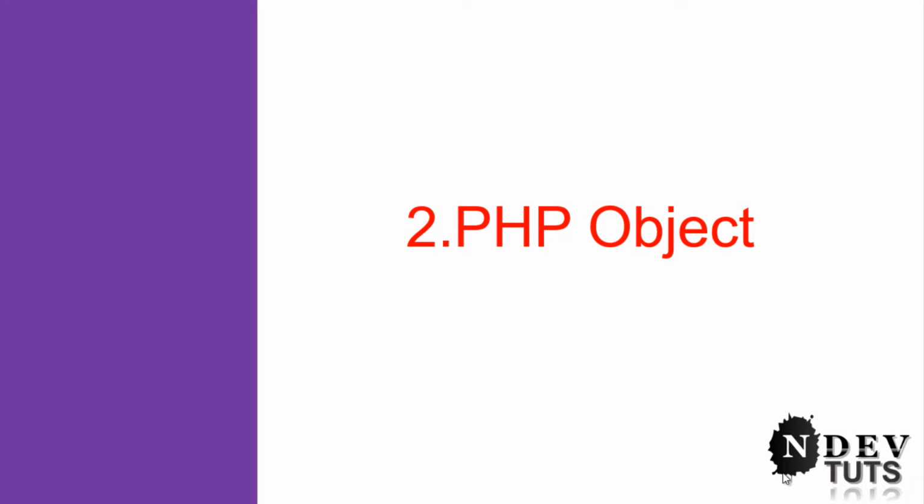Let's talk about PHP object. An object is a data type that not only allows storing data but also information on how to process that data. An object is a specific instance of the class, which serves as a template for the object. Objects are created based on this template via the new keyword.